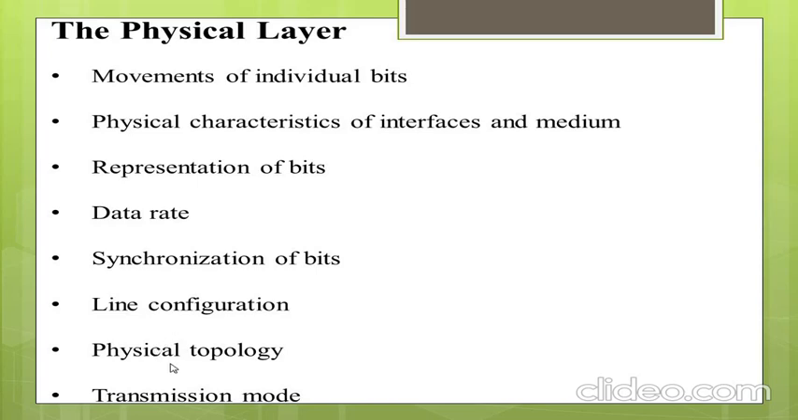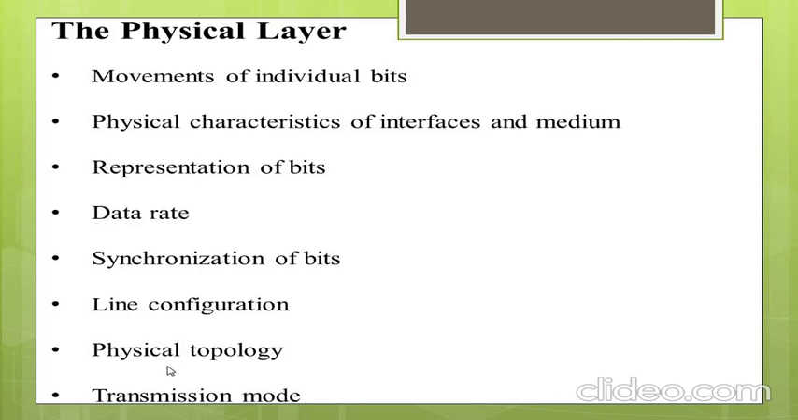The physical topology defines how the devices are connected to make a network. So devices can be connected by using a mesh topology, or a star topology, or a ring topology, bus topology, or even hybrid topology can be used.